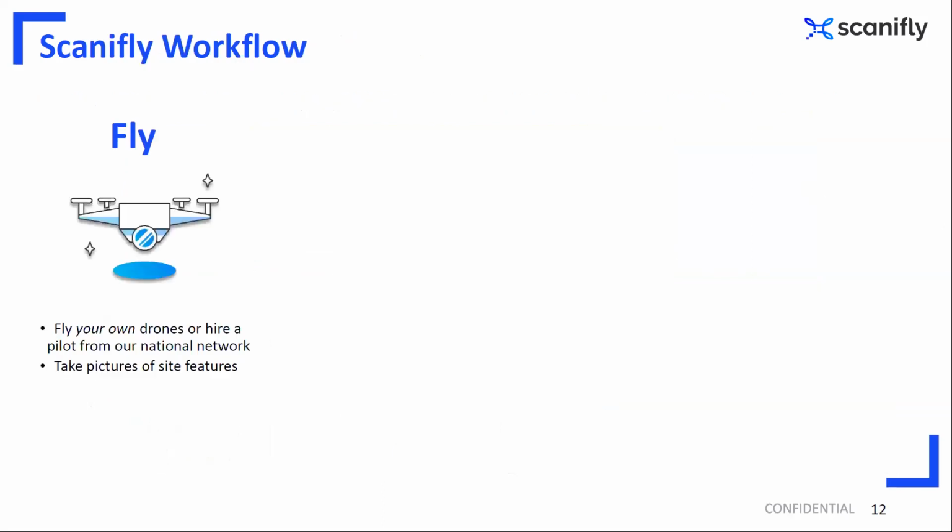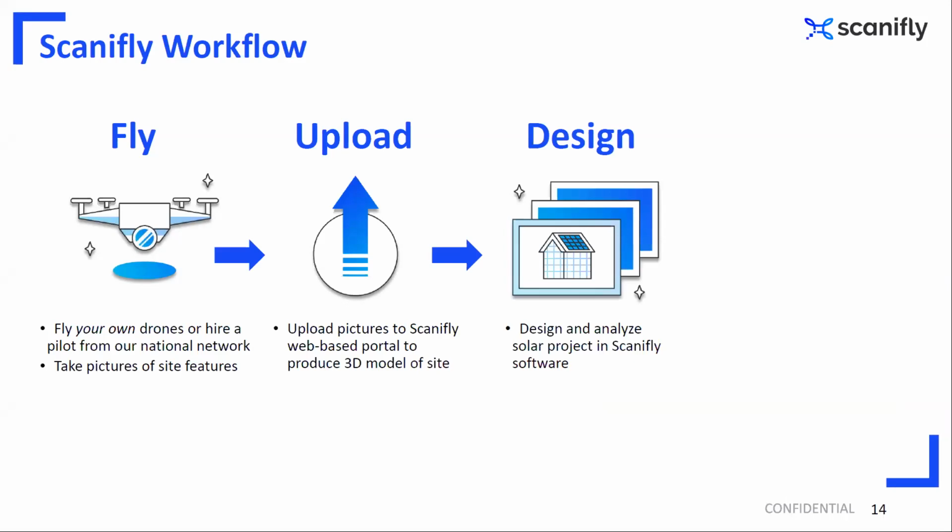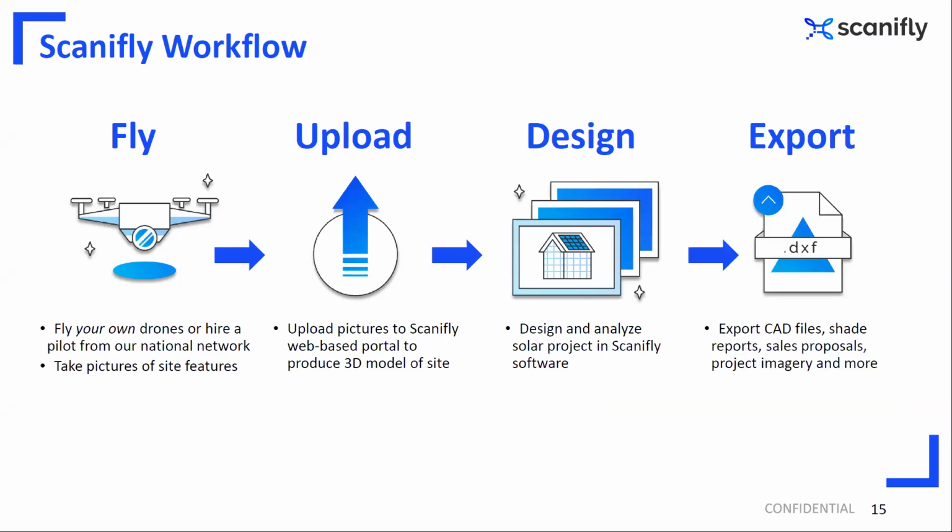Okay. So just briefly, Scanifly's workflow. Step 1, you're going to go to the site and you're going to fly a drone and take pictures of the site's features. Then you'll upload those drone photos to our software, which automatically stitches them together to make a virtual replica to-scale 3D model of the project. It is these phases right here where capturing data is most relevant, and that's obviously the most relevant topic that we're going to talk about today on this webinar. Okay. Once you have your 3D model, you'll design and analyze your project, and then you can export it to a variety of platforms for CAD files, bankable shade reports, sales imagery, etc.